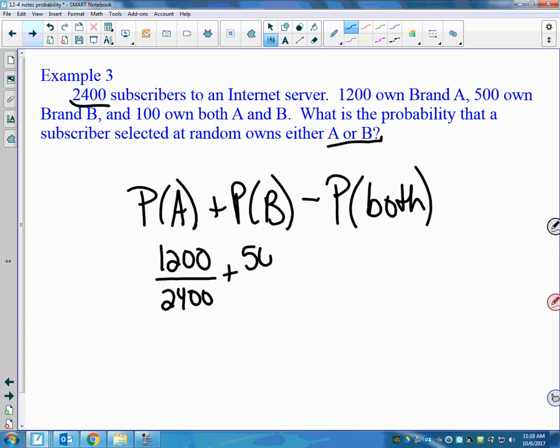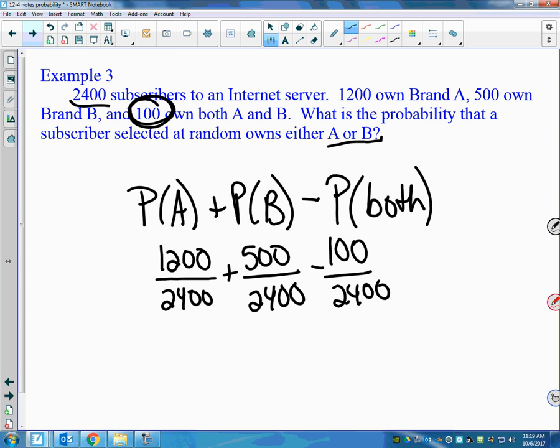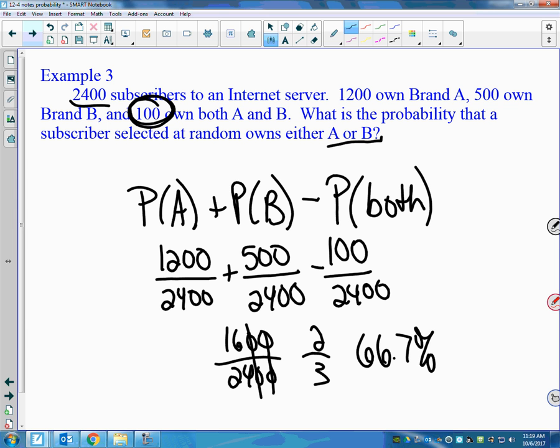Brand B, 500 out of how many total subscribers? 2,400. But if we count 1,200 for A and 500 for B, we've counted stuff twice, so we have to subtract out the overlap there, which is 100 out of 2,400. So 1,700 minus 100 is 1,600 over 2,400, and 16 over 24 is 2/3, which is 66.7% of the subscribers. Okay, so that's very straightforward.